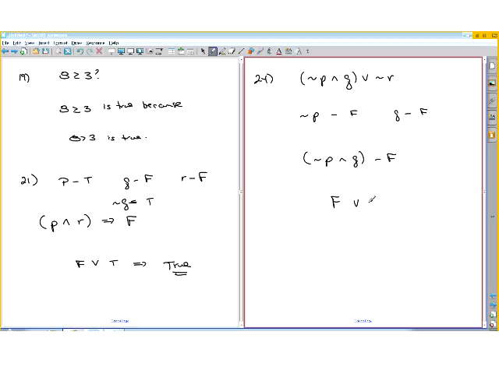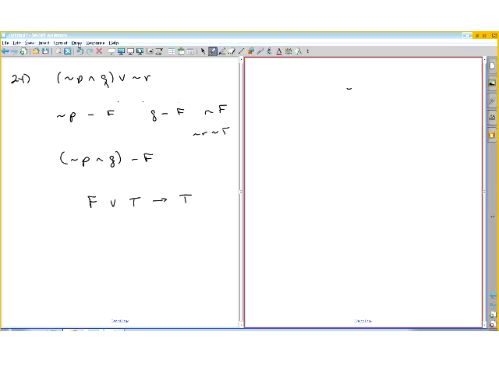So then we'll have false in union with not R. R was false, so not R is true. So false in union with true results in true, because we only have to have one true to get true. So that's 24.